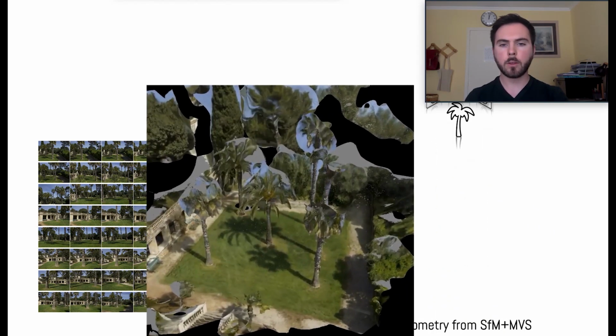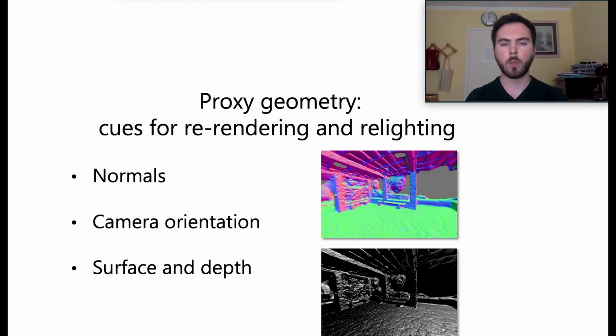The user provides the source sun direction by clicking a point on the shadow and a point on the object casting the shadow. This proxy geometry already gives us cues for re-rendering and relighting. It gives us normals, camera orientation, surface, and depth, but that's not enough to carefully treat shadows that are crucial for outdoor scenes.